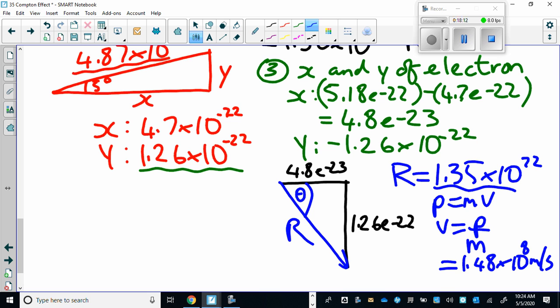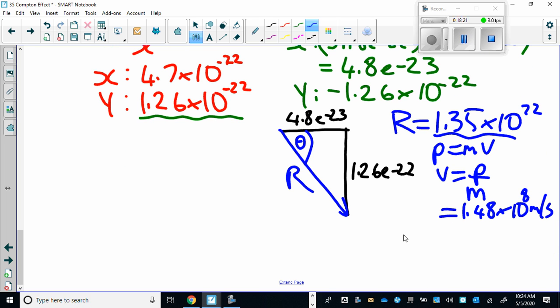times 10 to the 8 meters per second, which is insanely fast. Once again, it's actually half the speed of light, because light is 3 times 10 to the 8th. So it's really fast, and then you will solve for the angle. Just go over here. The angle turns out to be 69 degrees. So your answer is 1.48 times 10 to the 8 meters per second, 69 degrees below the horizontal. Okay, hope we didn't go through that too fast, but you can watch the video again and review your two-dimensional momentum questions, and that is the Compton effect.